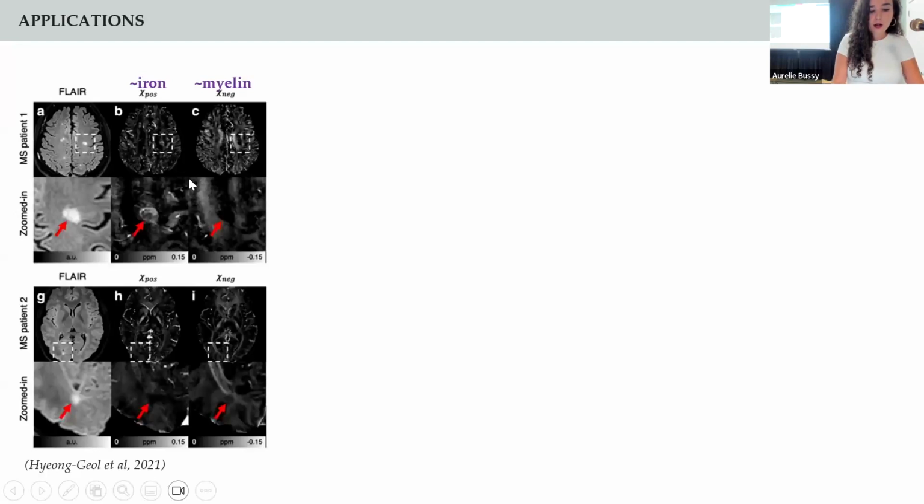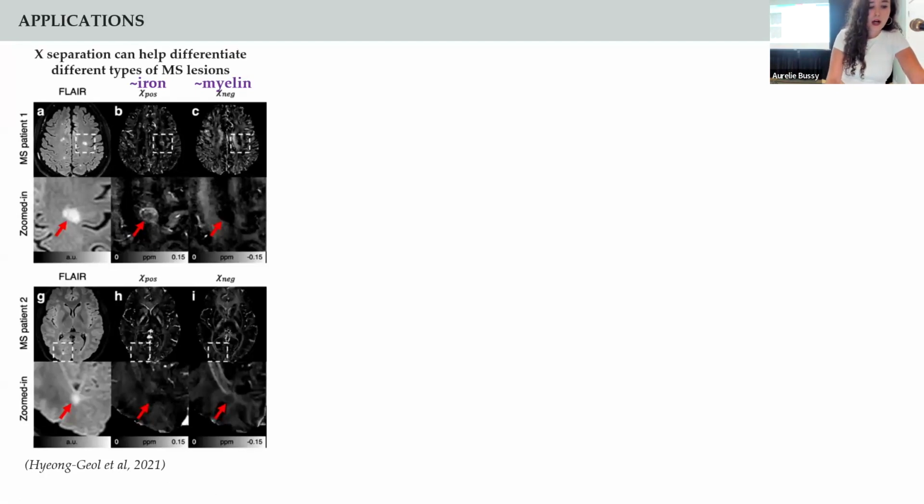And the fact that there is iron in this lesion, for example, is indicative that this lesion is still active. There is still inflammation going on. So it is probably at an earlier stage than for this patient, for which there is not even inflammation. It's more like a scar than anything else. So that can really have a clinical impact, I think.